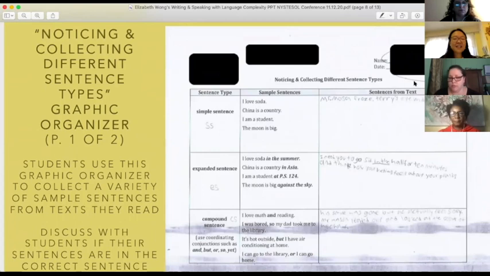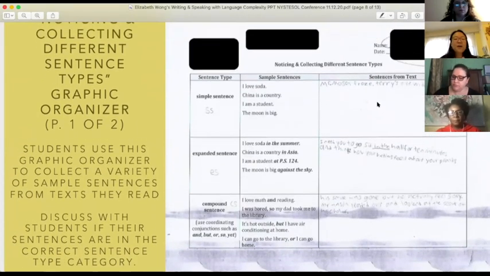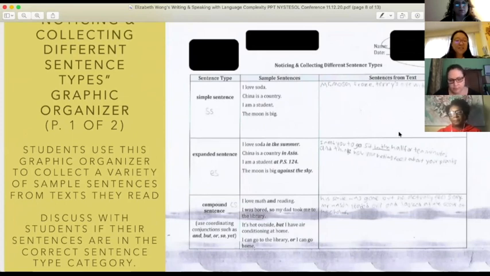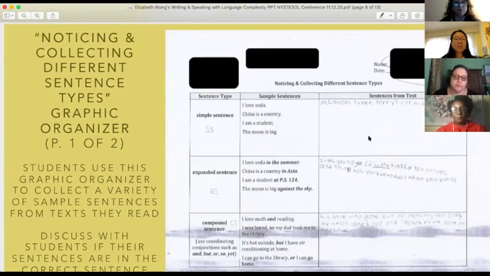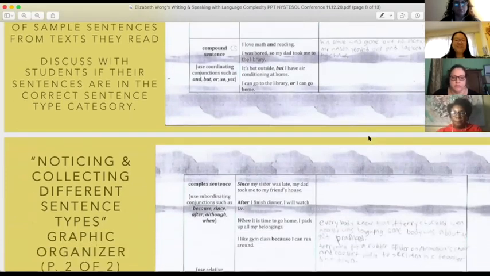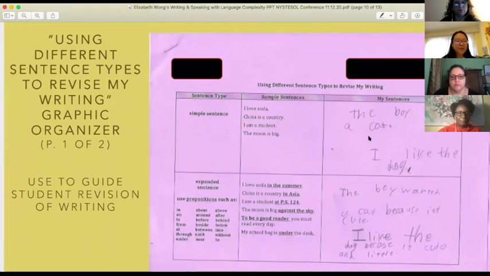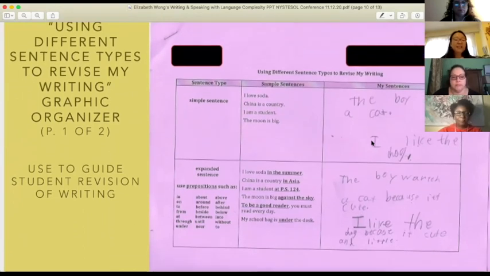Okay, and then the next graphic organizer I've created is called Noticing and Collecting Different Sentence Types. Now that students are familiar with the different sentence types, I'd like them to jot down these different sentence types from their reading. It could be any reading that you do with them. So it could be something in guided reading like Susan was presenting to us, or it could be a shared reading or a read aloud. It's just to get students to notice and be aware of the sentence types used in their reading. And now that they've noticed sentence types in their reading, they can hopefully use different sentences in their writing.